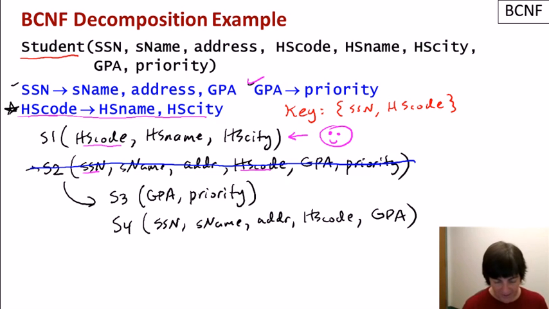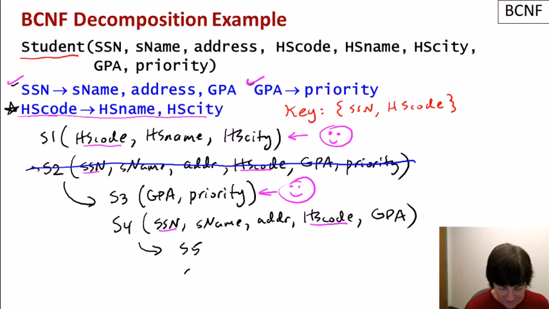Let's take a look at the remaining relations. S3 now just has one functional dependency that it applies, and the left-hand side is now a key. So now we're done with S3. It's in Boyce-Codd normal form, but we're not done yet with S4. S4 still has social security number and high school code as its key, and so we still have a violating functional dependency, so let's decompose S4 further.